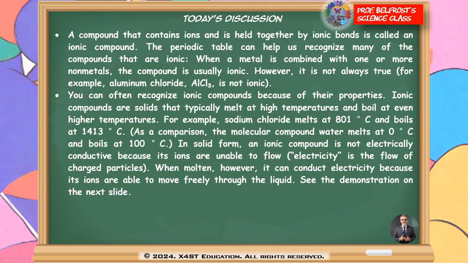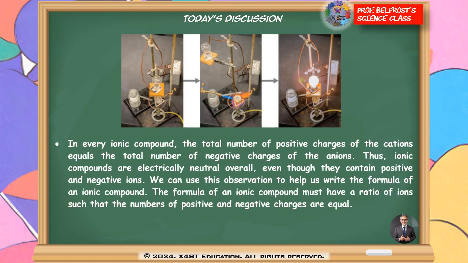This is the demonstration. So you see, when it is melted, then the electricity can flow and the bulbs light up. So in every ionic compound, the total number of positive charges of the cations is equal to the number of negative charges of the anions. Thus, ionic compounds are electrically neutral overall, even though they contain positive and negative ions.